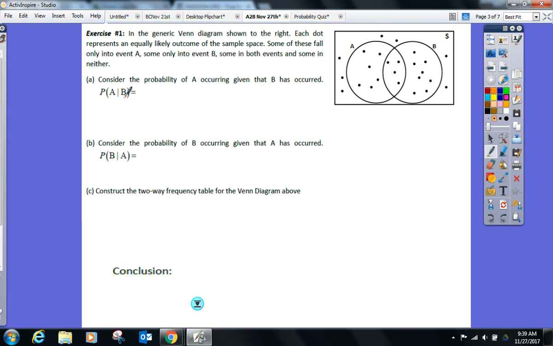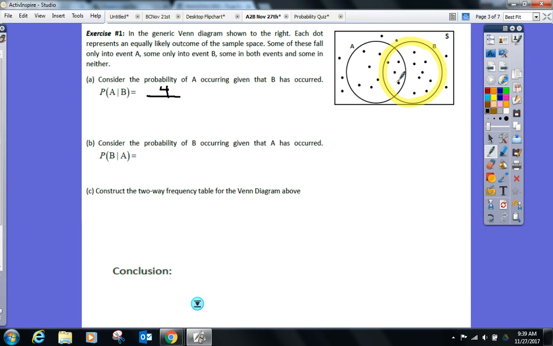Here you go, visual. B has already occurred, guys. So now that B has occurred, what's the probability I'm going to get A from that? Well, let's take a look. How many in set B, because B's already occurred, also contain A? 4. If you're wondering, 1, 2, 3, 4.